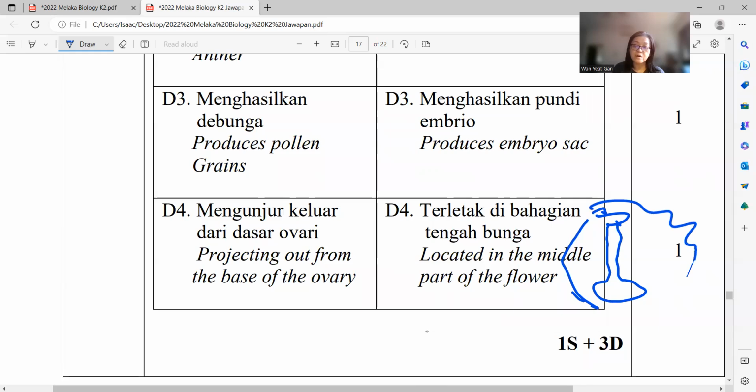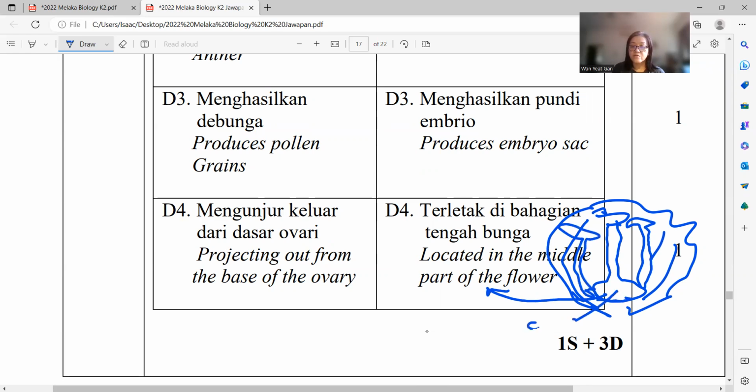Okay, so this is the flower. This is the carpel, yeah. So this is the flower, and for male part, it projects out from the base of this ovary. So this is the ovary here.